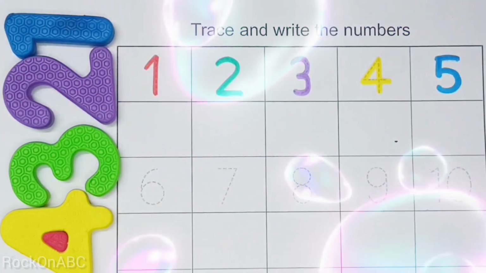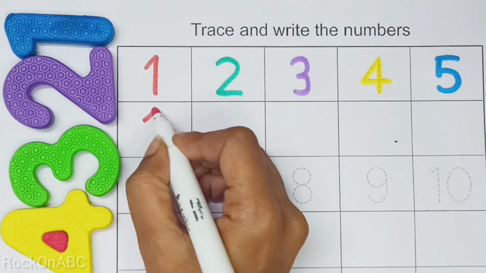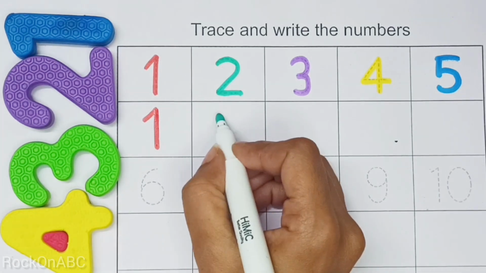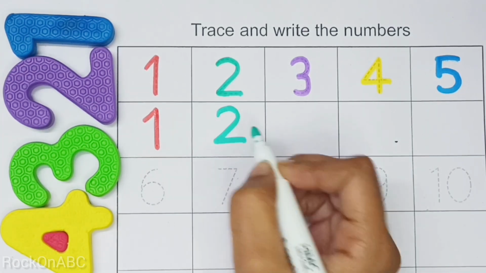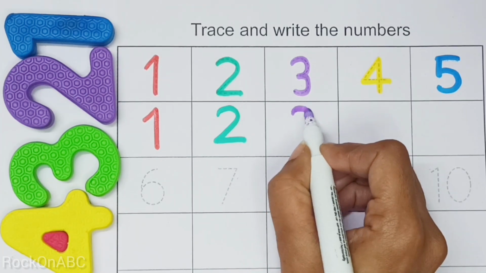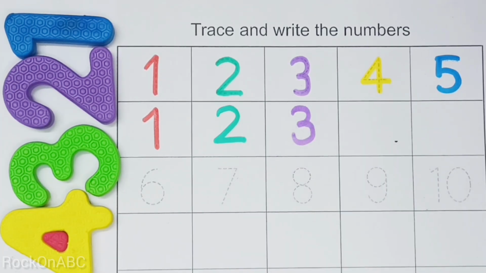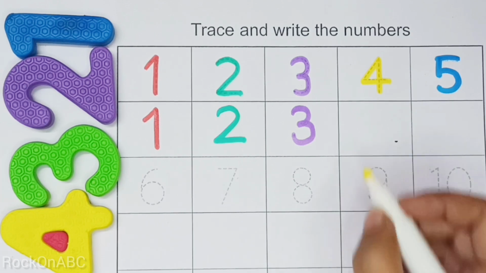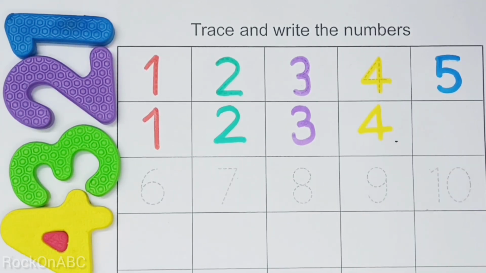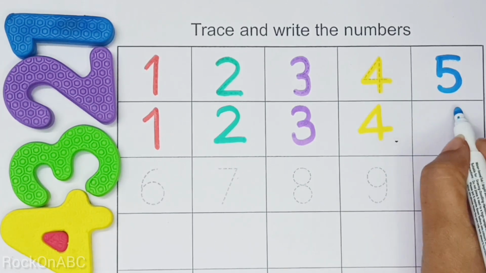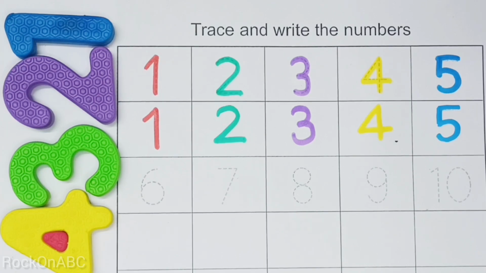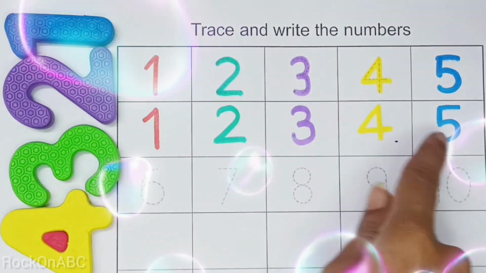Again we will trace 1 with red color. Now move to 2 green color. Now it's time for number 3. Number 3 we will trace with violet color. Number 4 with yellow color. Now number 5 blue color. Very good. You have completed from 1 to 5.